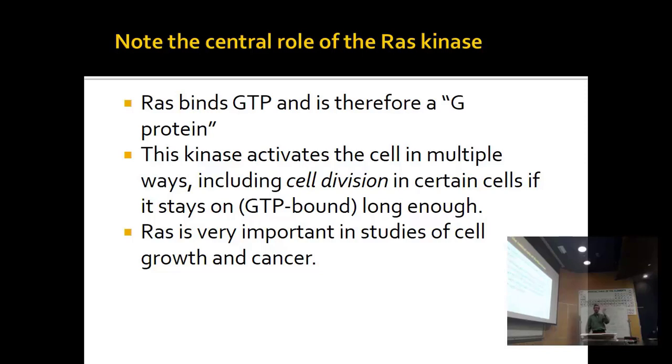So notice RAS. You've already seen it. RAS is a G protein because it binds GTP, that's what it means. And it activates the cell in multiple ways. Certain cells, the signal to divide goes through RAS. The signal to take in insulin sends this signal in some cells. In other cells, a different first messenger will get you to RAS. So RAS is very important in studies of cell growth in cancer, as you've already seen if you look back at that Wells paper. The big difference between those were RAS, I believe.